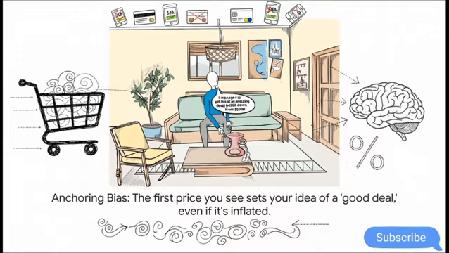Okay, first up is something called the anchoring bias. You know when you're shopping online and you see that big original price crossed out right next to the sale price? Well, your brain immediately locks onto that first number as a reference point. All of a sudden, that sale price looks like an unbelievable deal, even if the original price was totally made up. It completely changes how you see the value of something.